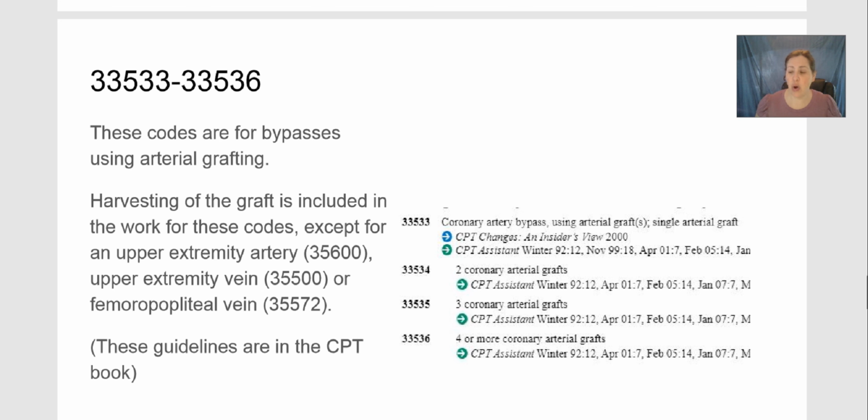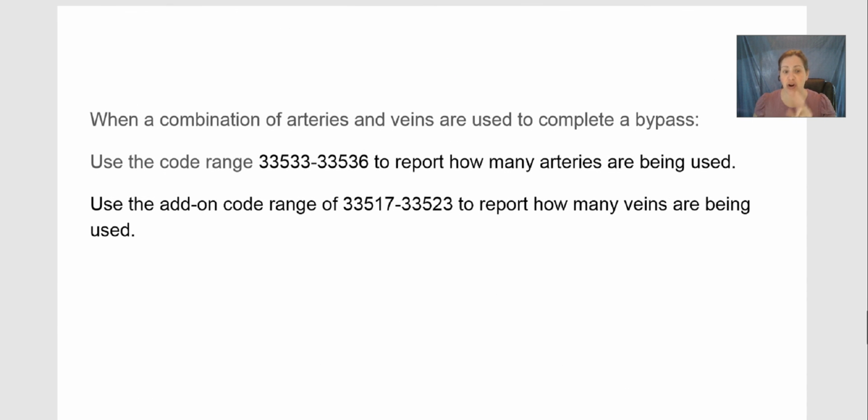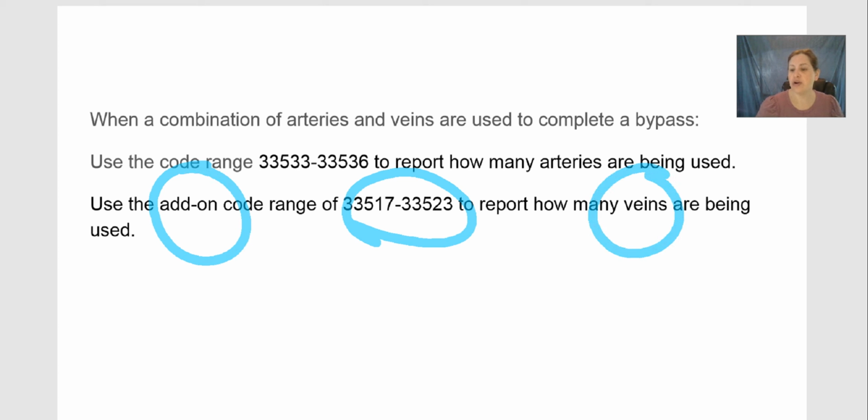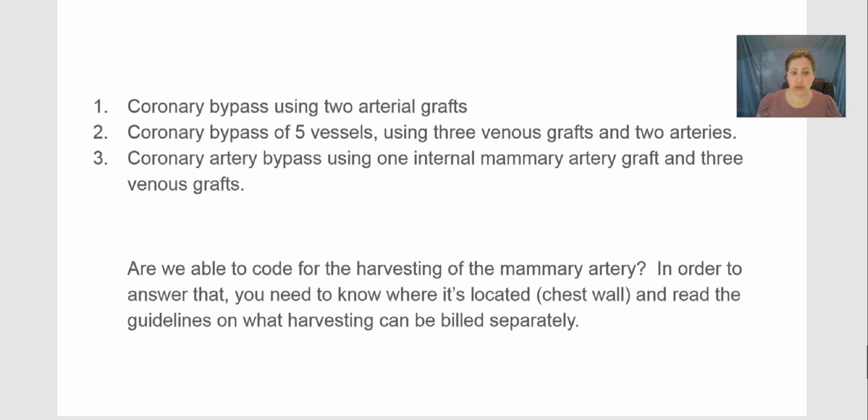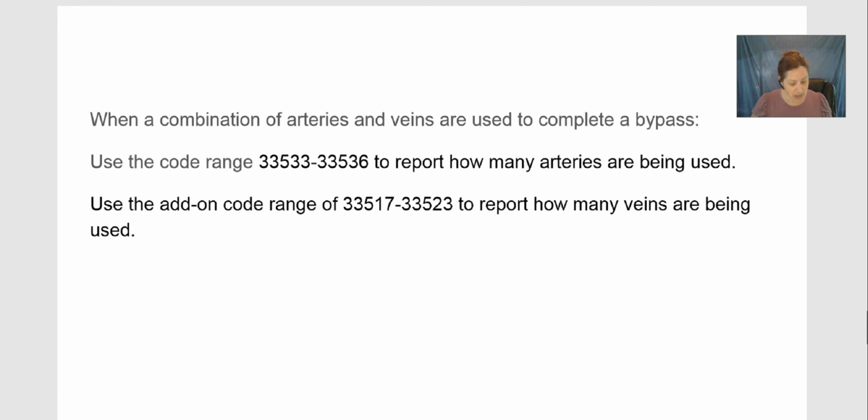The second part of the code, which is the two veins, you're getting from a third section. This code range is an add-on code to report your veins. I didn't put a picture of it. When you look at that code range, you will see that those are all add-on codes. They all have that plus sign in front of them, meaning that's an add-on code. It can't be used alone. And the section is called Combined Arterio and Venous Grafting. Combined. And this is only for the vein part of that combination. So you're going to tell me how many arteries and then how many veins got combined with it.